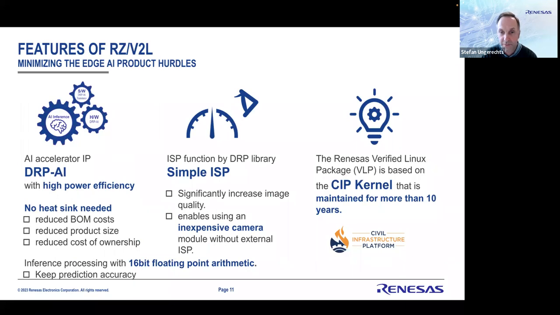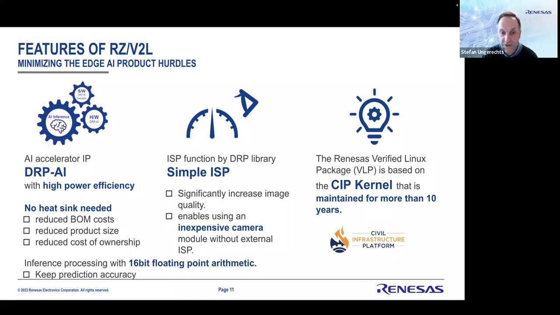Yeah, coming back to the hurdles of industrial devices. First of all, power consumption. We have the DRP-AI with high power efficiency. We do not need a heatsink for V2L. We have the 16-bit floating point arithmetics that allows us to keep the precision, the accuracy of the prediction.